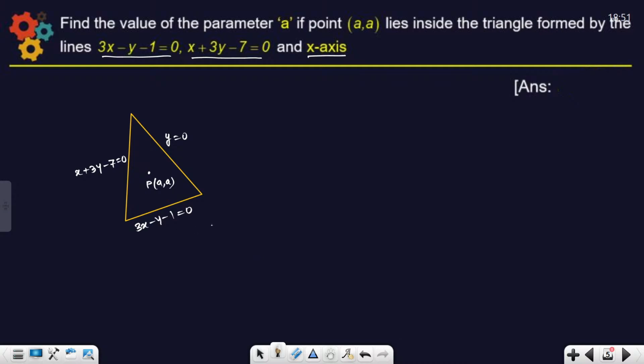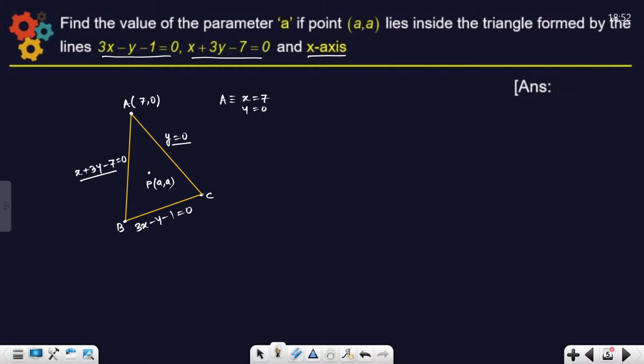So what I will first do, I will simply find out the vertices of this triangle. Let me give the name of those vertices, A, B, C. So what will be the vertex A? We are simply solving y equals 0 and x plus 3y minus 7 equals 0. So we are getting x as 7 and y as 0. So the coordinate of A is (7, 0).